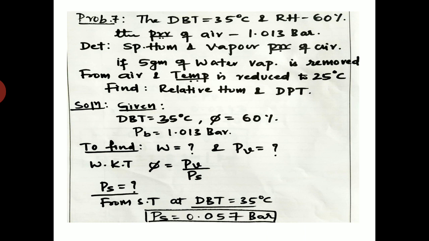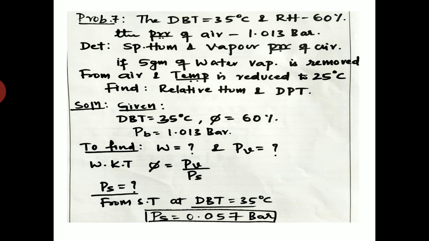So solution: what is given? Dry bulb temperature 35, phi he has given 60. Barometric pressure he has given 1.013 bar. If he has not given, you can remember this, or you can assume this value. So what you have to find for this condition: specific humidity W we have to find, and partial pressure of water vapor P_V we need to find. Fine. So what is the first condition?